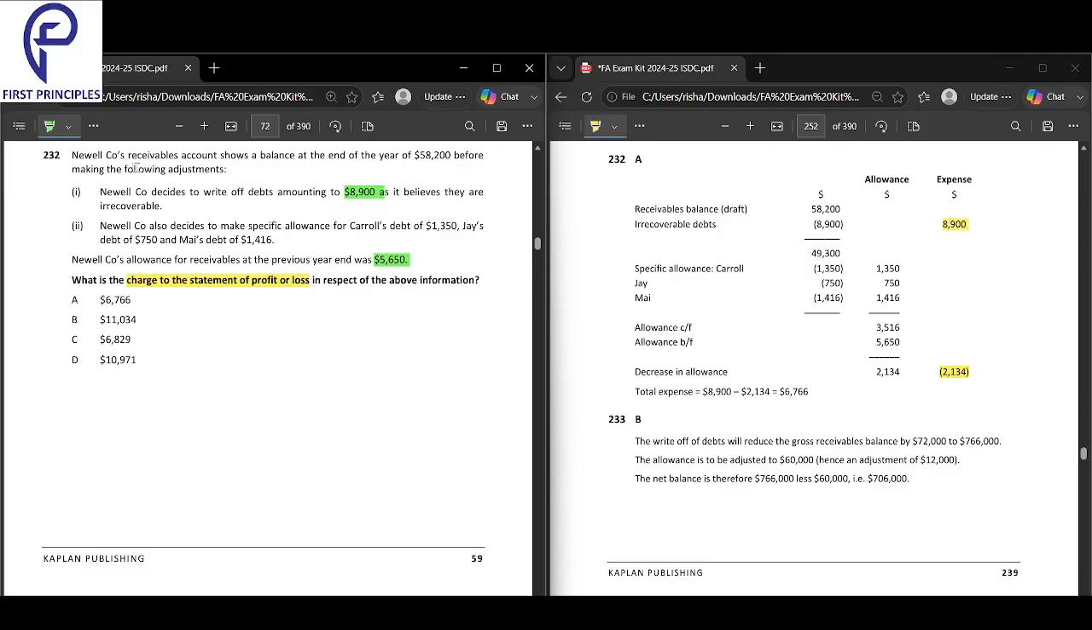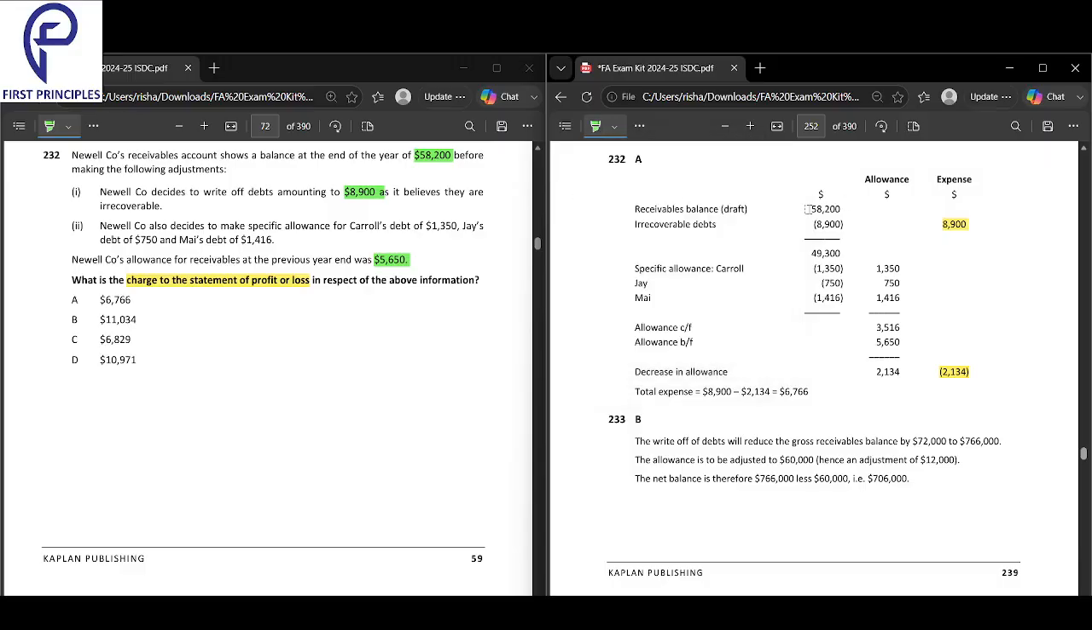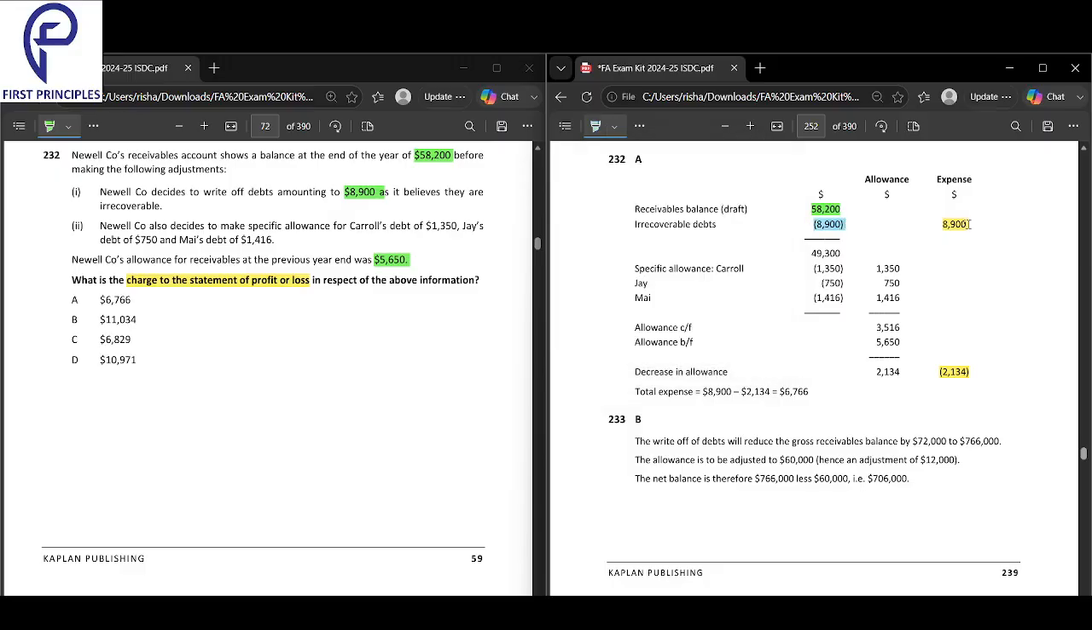Newell Co's receivables account shows a balance of 58,200. So we have the opening balance of 58,200 before the following adjustments are made. Opening is there. Now we are making adjustments. First of all, Newell decides to write off a debt because they think it's irrecoverable. Some is irrecoverable, so they're totally removing it. So this is the first expense.